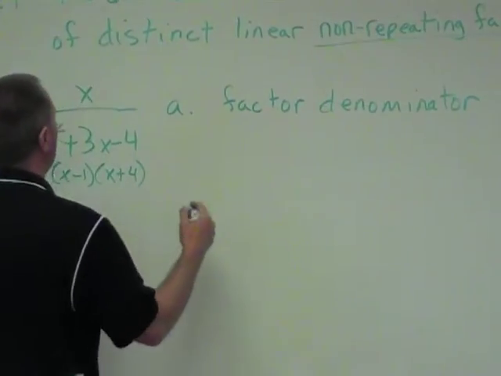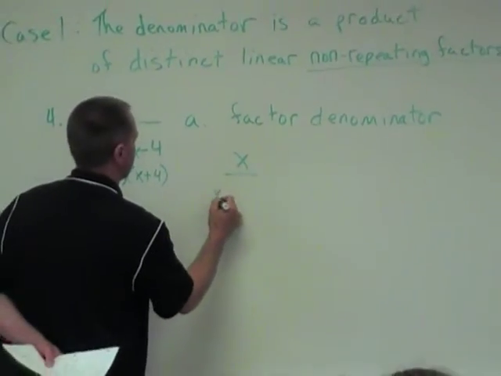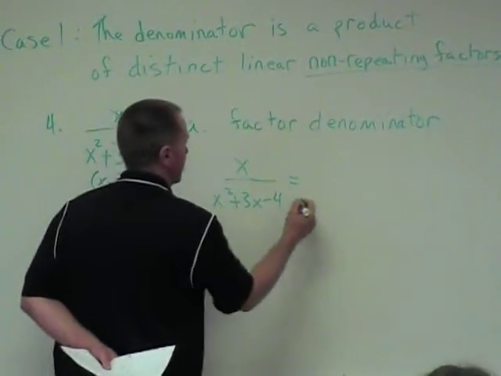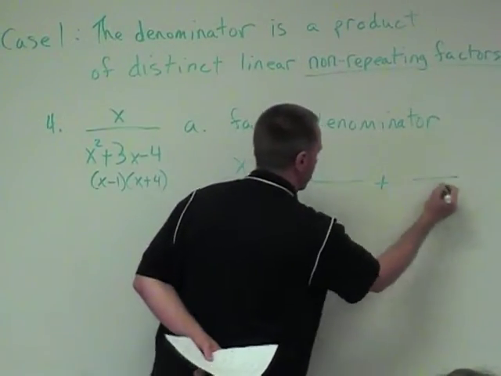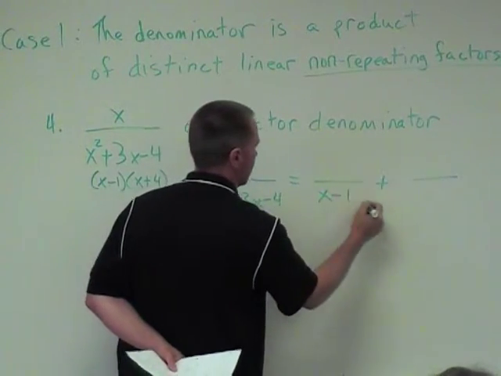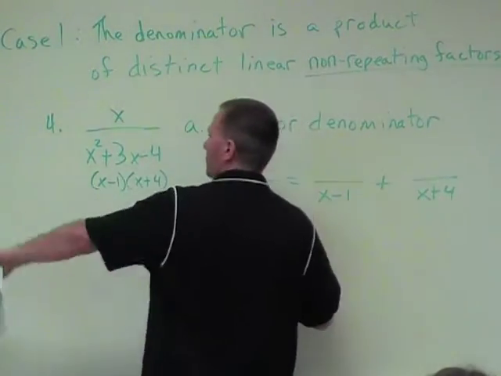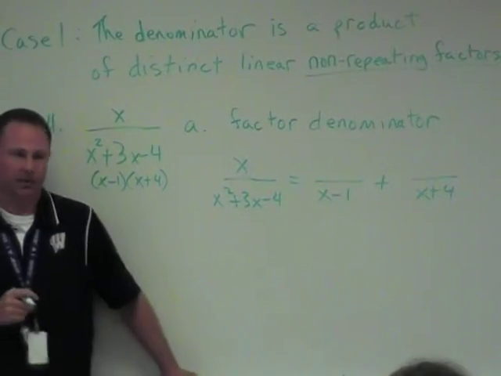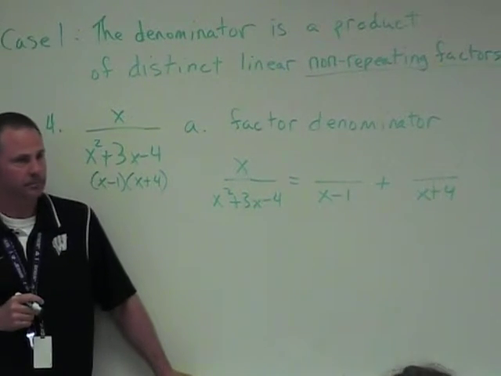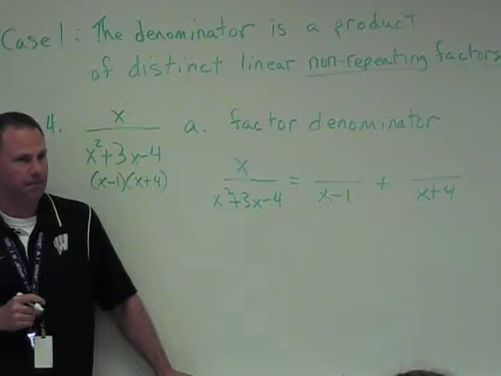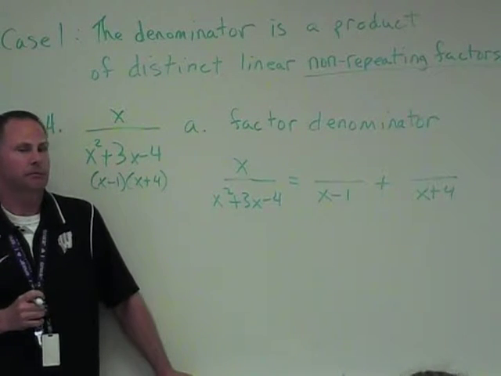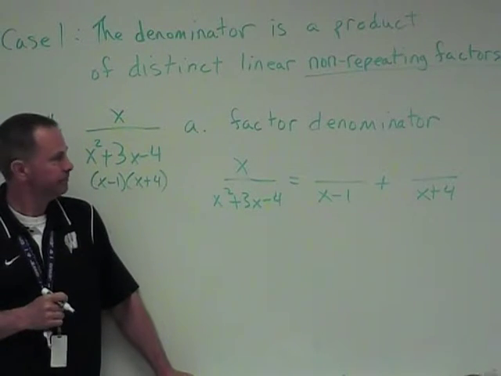Okay? So what we have here is the left side, x over x squared plus 3x minus 4, is equal to these 2 factors for your denominator, just like what we did with the 6 over here. The factors become your denominators. Okay? That is step 1, or step A.